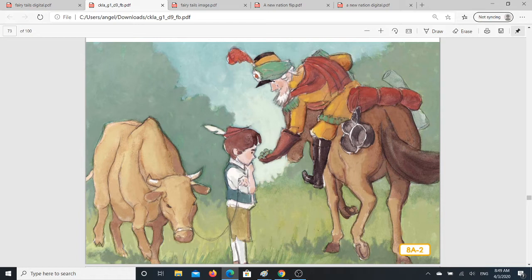Do you think that Jack should have made this trade? What do you think Jack's mother is going to think about his trade?